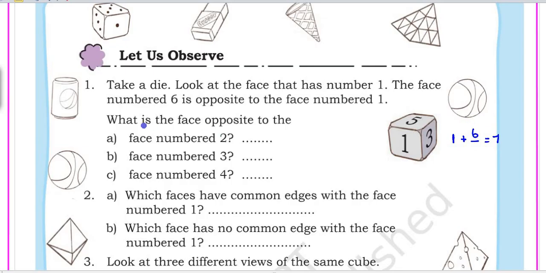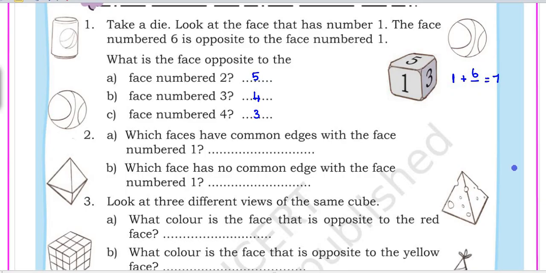Now come to the exercise. What is the face opposite to face number 2? 2 plus what gives 7? 2 plus 5 is equal to 7. The opposite face is 5. Now 3 plus what gives 7? 3 plus 4 is equal to 7. 4 plus what is equal to 7? 4 plus 3 is equal to 7. So keep remembering, the sum of two opposite faces is equal to 7. Easily you can get the answer.